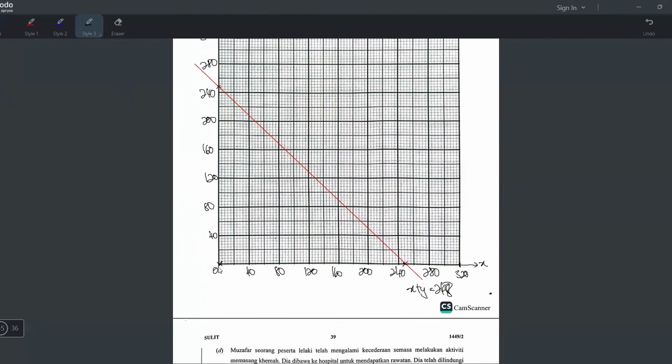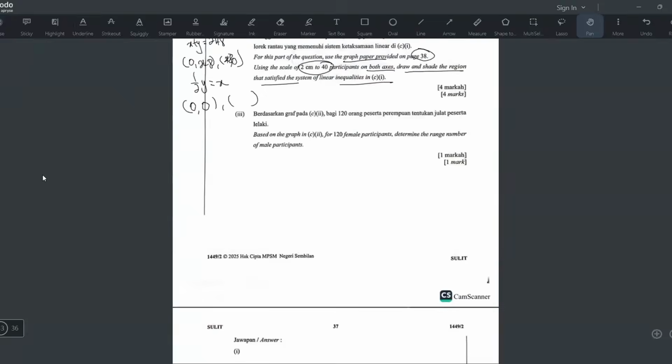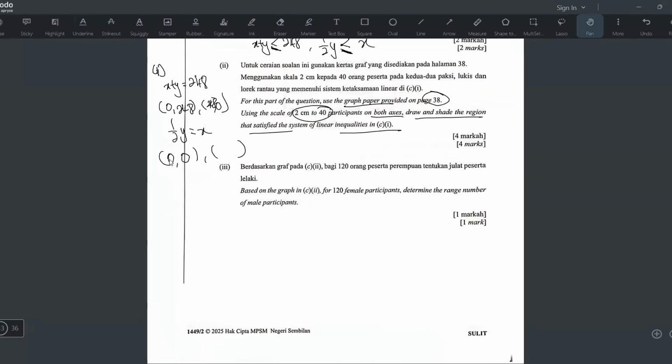Okay, what happens if you sub Y0? You get back the same result, because when you sub X0, you get Y0. So if you sub Y0, you get back X0 also. So change to another point.